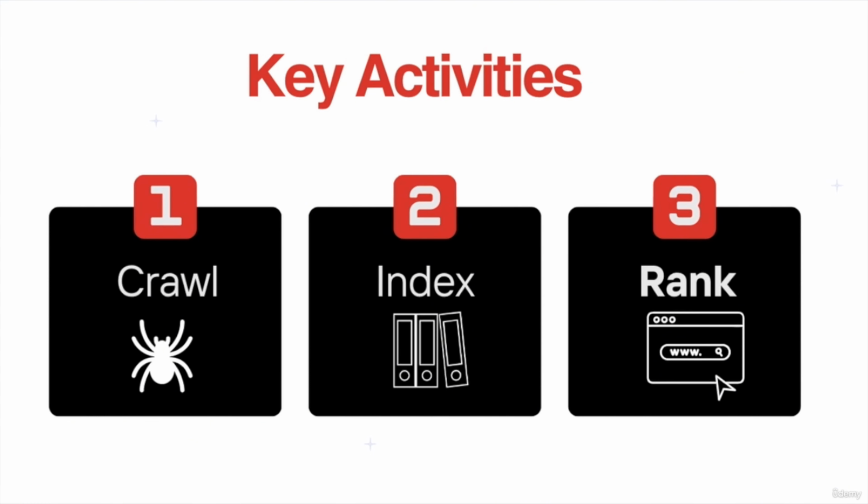Index. Once the content is crawled, search engines index it. Indexing means storing and organizing the content in a large database. This allows the search engine to quickly access the relevant information when needed. Only content that is indexed can appear in search results. Rank. After indexing, search engines rank content based on relevance and quality. This process determines the order in which search results appear. Content that is well optimized, trustworthy, and relevant is more likely to rank higher, increasing visibility.